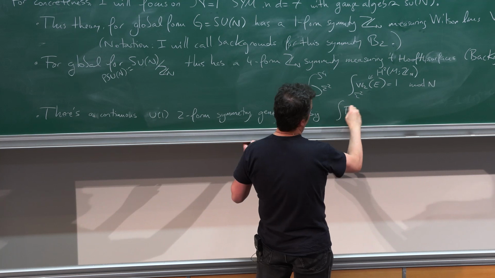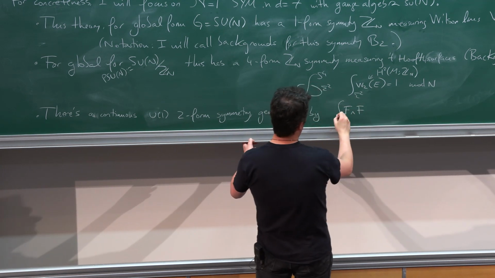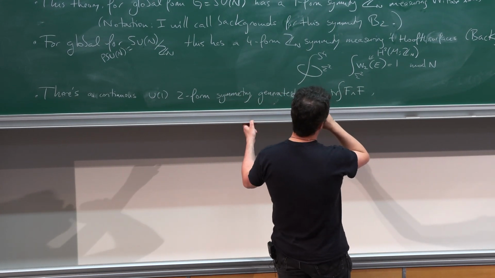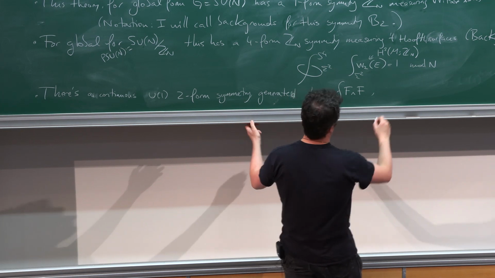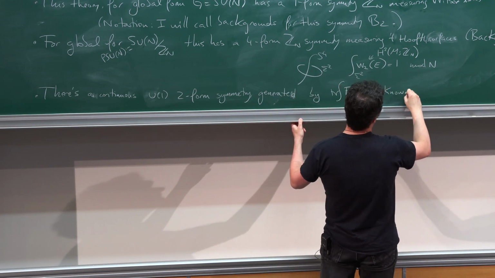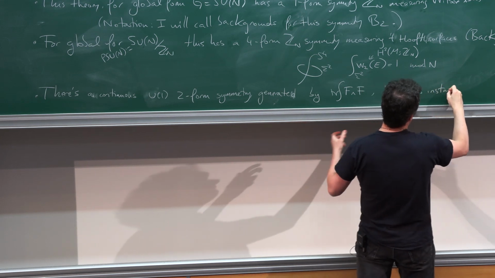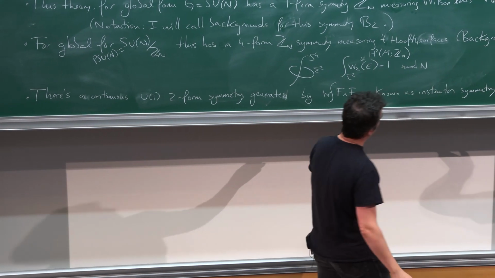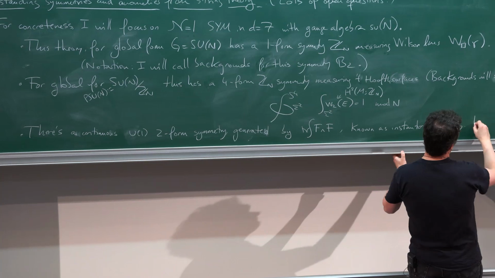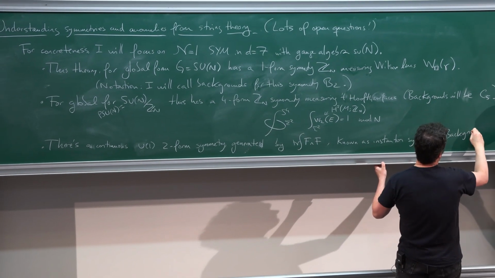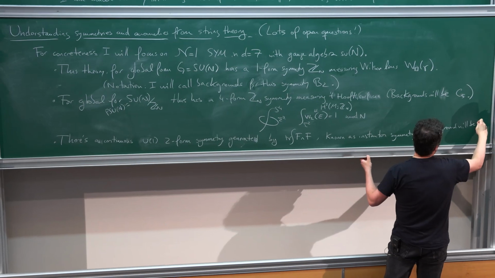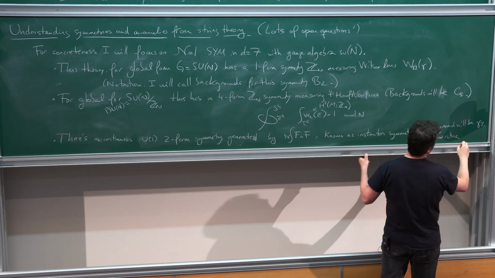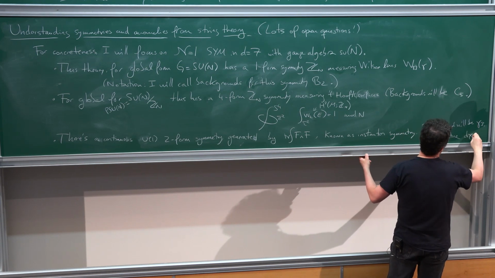By the integral of f, which is a trace, I guess, known as instanton symmetry. Okay, the background here will be gamma 3 with curvature d of gamma 3.